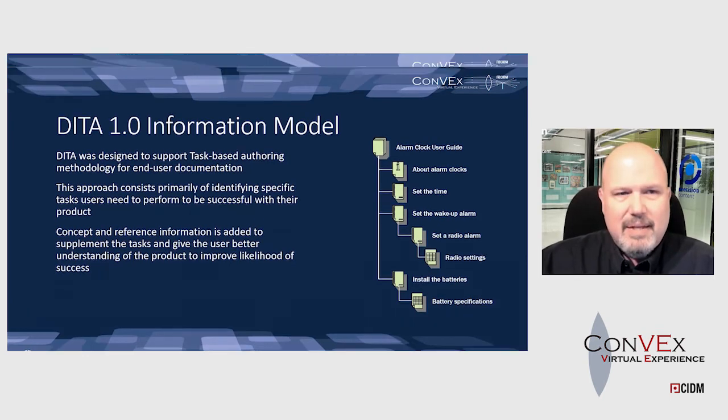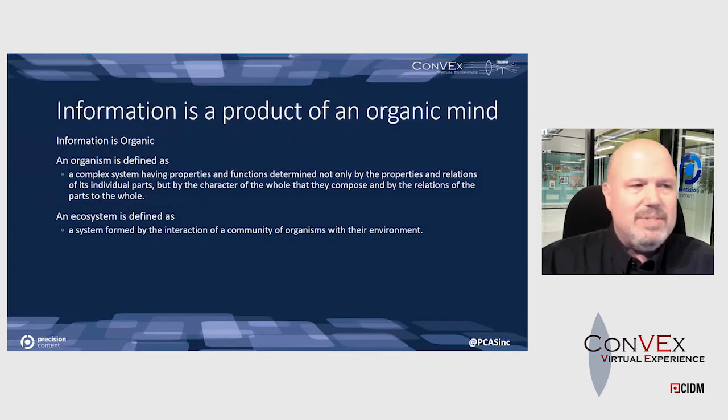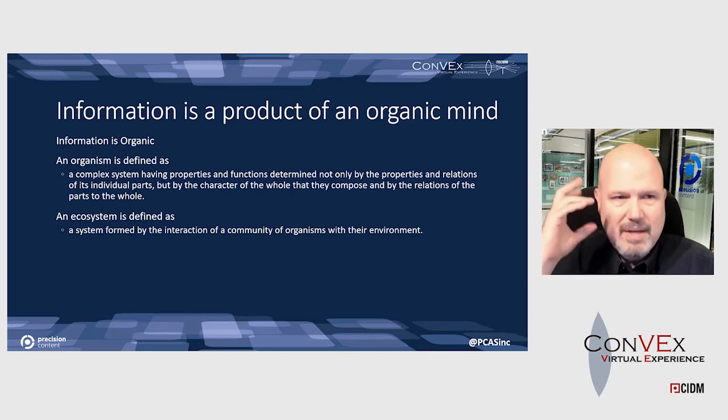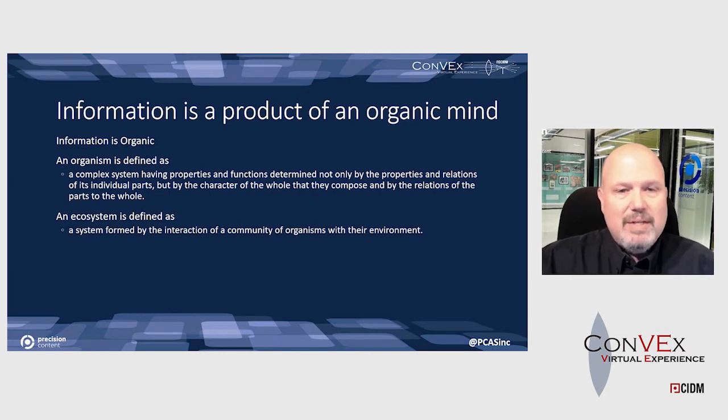So understanding intent and understanding behaviors of information is important. And when you say, well, information has a behavior, it's important to acknowledge that information is really the product of an organic mind. Information is a mental construct. It doesn't exist on its own outside of the mind. Right? So when we say it's organic, what does that really mean? Well, we can look at other types of ecosystems and organisms to understand that there really are a lot of similarities between organisms within an ecosystem and information within an environment, within a corpus of content, and how information interacts with other information.